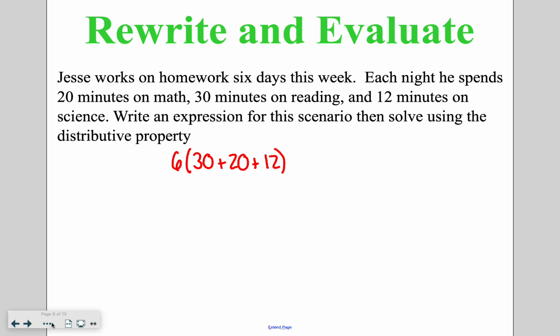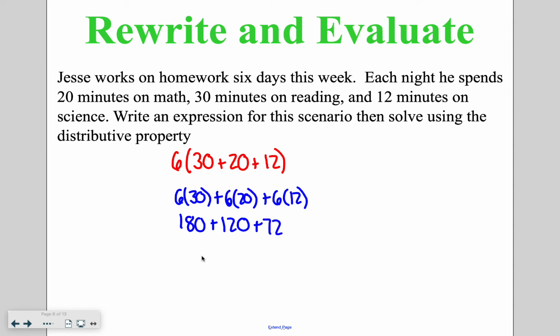Now to solve that using the distributive property, first we're going to rewrite. So we've got 6 times 30 plus 6 times 20 plus 6 times 12. Solving each of those, we have 180 plus 120 plus 72 is going to give me 372 minutes spent doing homework this week. If you wanted to convert that into hours, you totally could, and that would be 6 hours and 12 minutes.